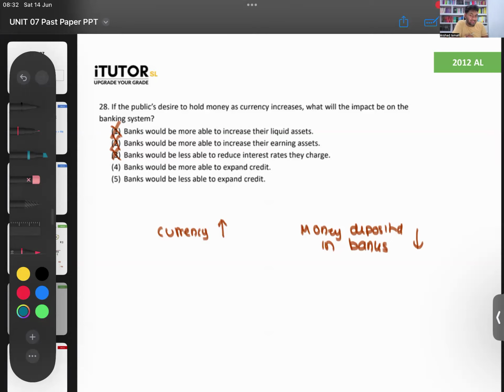It will decrease, no? Practically, if no one is depositing money, where do the banks have money to give out as loans? If everyone is preferring to keep money in the form of cash, currency, in their safe or in their purse, then how do you give out loans? You can't give out loans. There's nothing that you can give. So this one becomes your answer, 28, number 5.